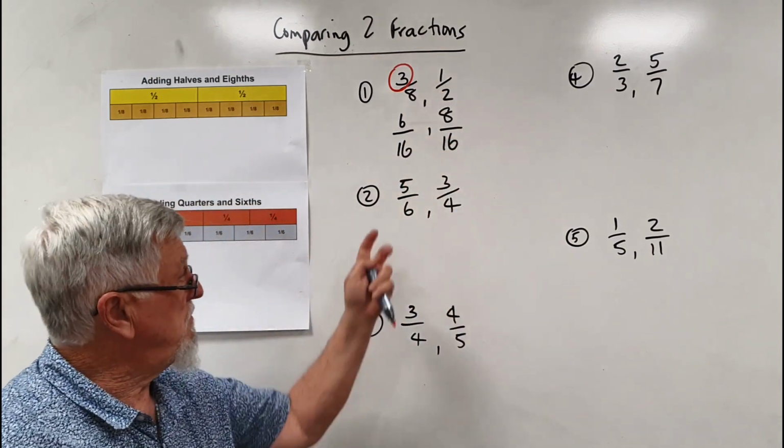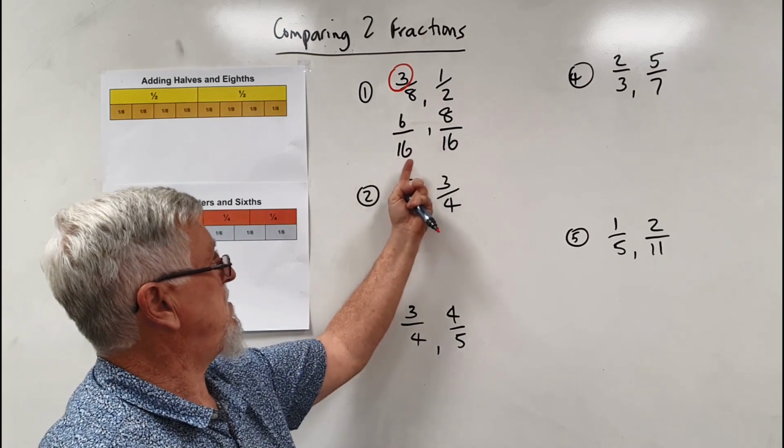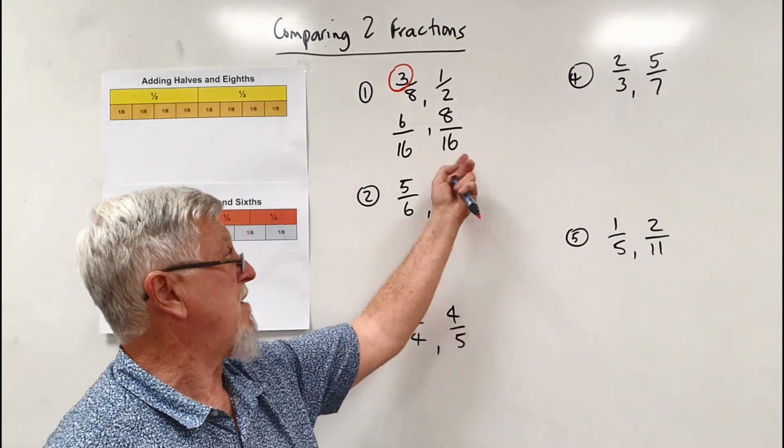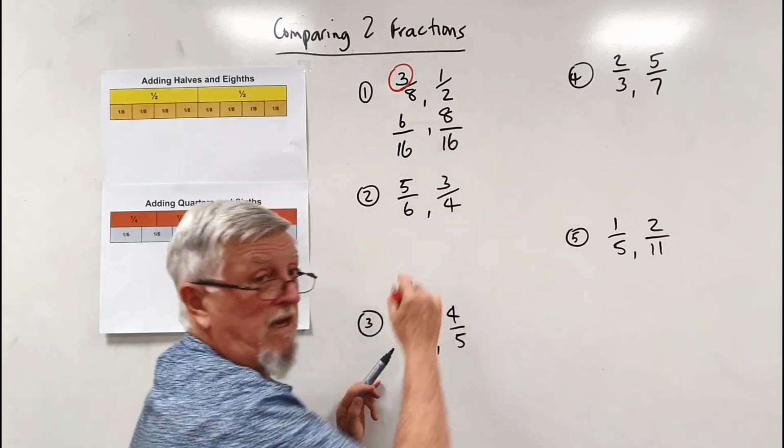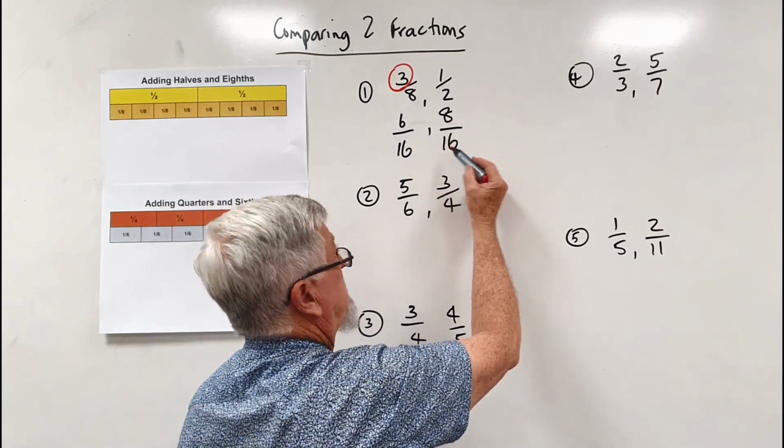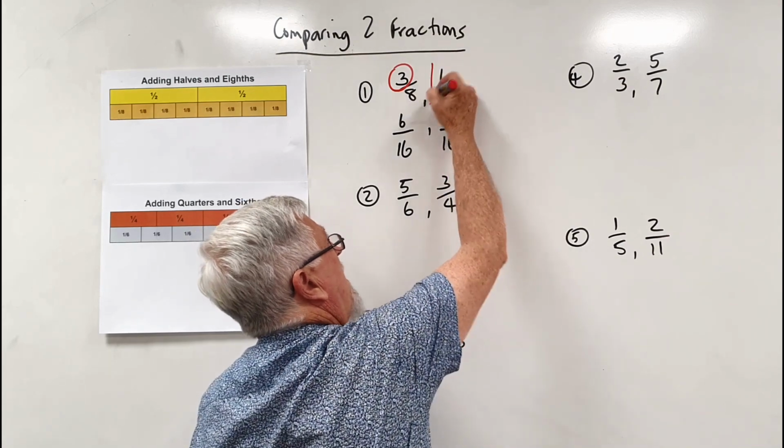Now, if you have a look at those two fractions, which one's bigger? The 6 16ths or the 8 16ths? Most people are okay, and they'll jump in and say this one is bigger. It's now obviously bigger. One of the reasons we change them to 16ths is so we can see which is bigger. So the half is bigger.